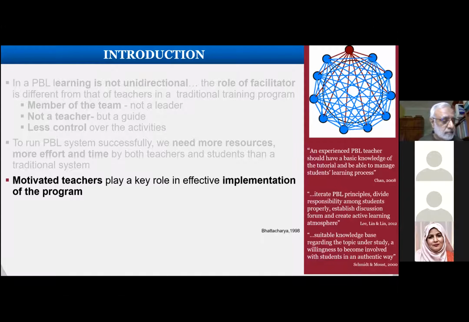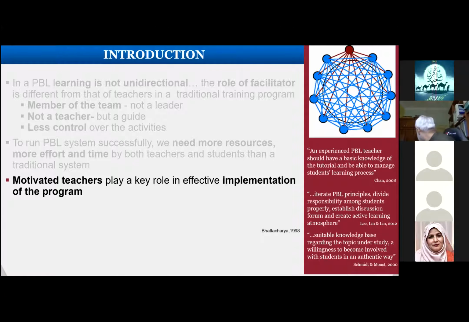Thanks a lot. Okay, so I was on the introduction of the PBL. The PBL is not unidirectional. The role of the facilitator is different from a lecturer. He's a member of a team, is not a teacher, and has less control over the activities.